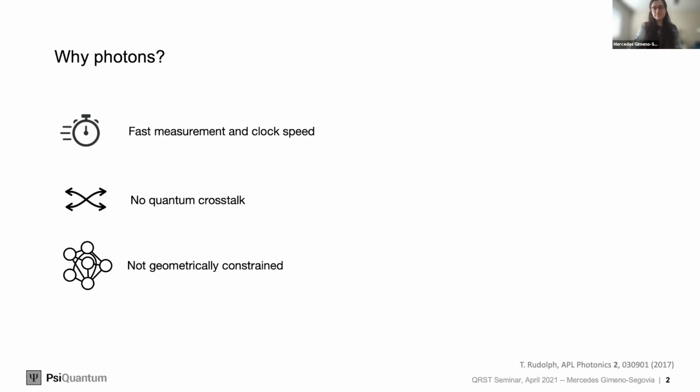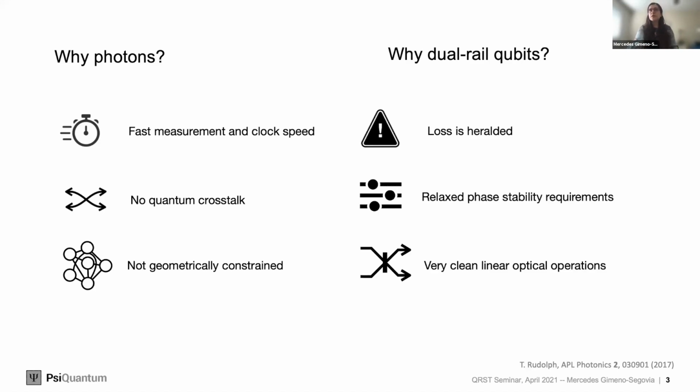But not only do we use photons, but we also use a particular encoding in photons, which is dual rail. So dual rail is particularly useful because as opposed to single rail, loss is heralded. We detect when it happens, and protecting against heralded errors is much easier than against unheralded errors, and we can achieve higher thresholds. And we can achieve very clean linear optical operations, as well as have relaxed phase stability requirements.